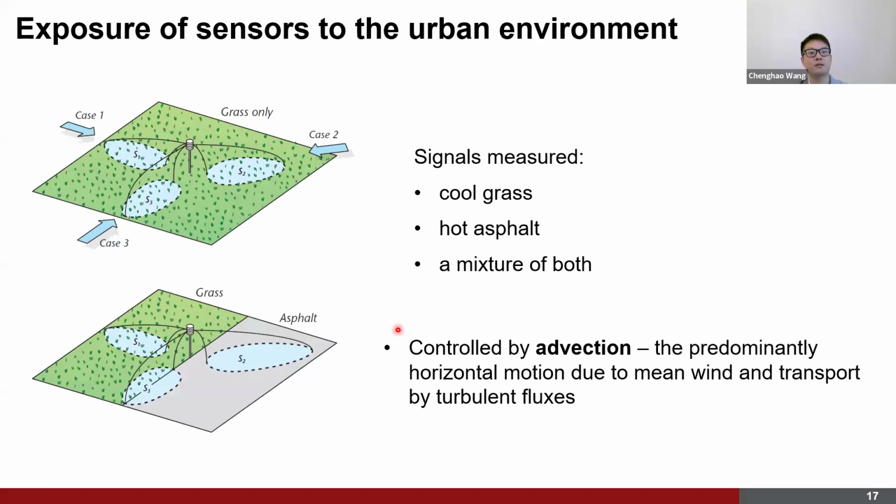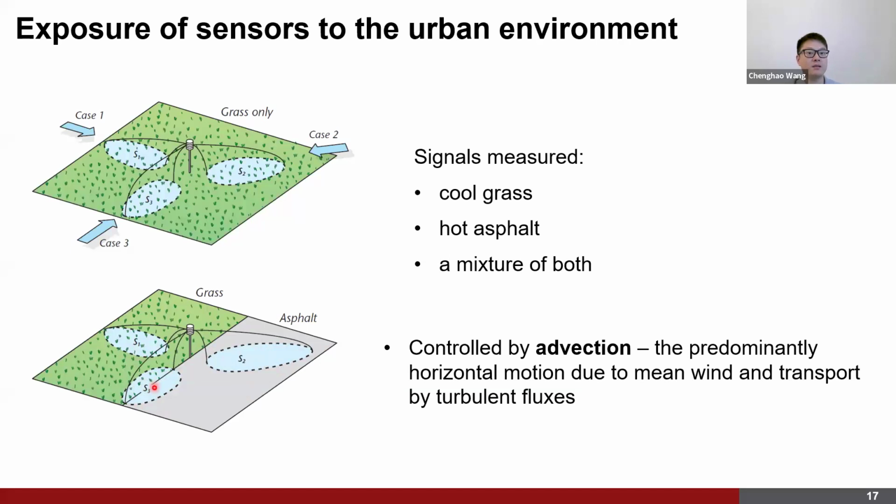So now think about a slightly more complicated condition. If we have a mixture of cool grass and hot pavement, something like this, and under different wind direction, the thermometer is actually collecting different compositions of the source area, signals from this different composition. For example, if the wind is from this direction, we are measuring a signal from this cool grass. And if it is coming from this direction, we are measuring signal from this hot asphalt. But for this one, it will be a mixture of both.